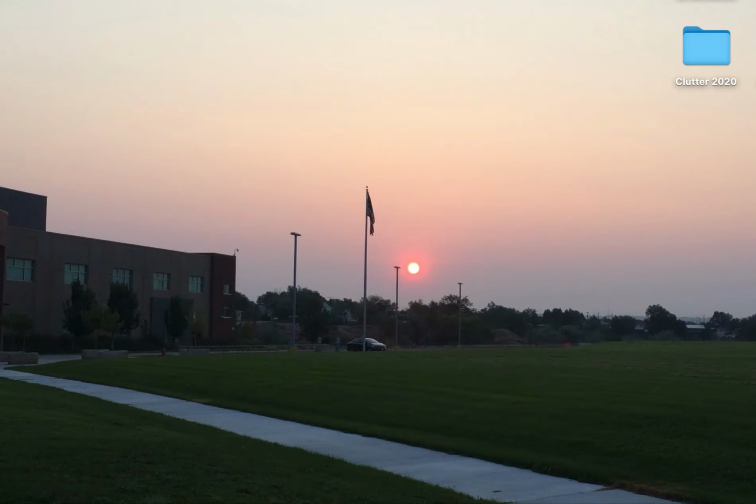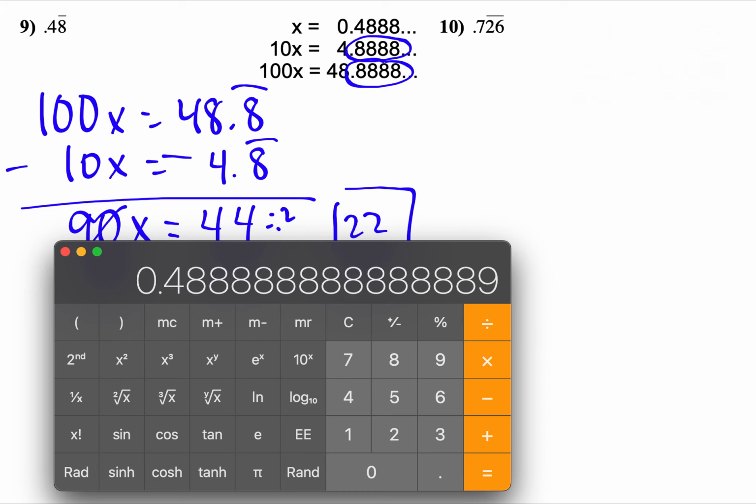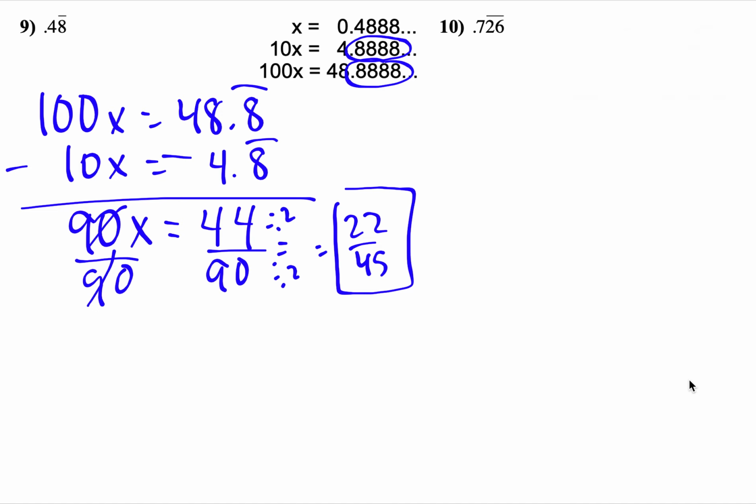I'm going to check the answer on this one. 22/45 and 0.4888888. That's correct. Now let's try 0.726 with the 26 repeating.